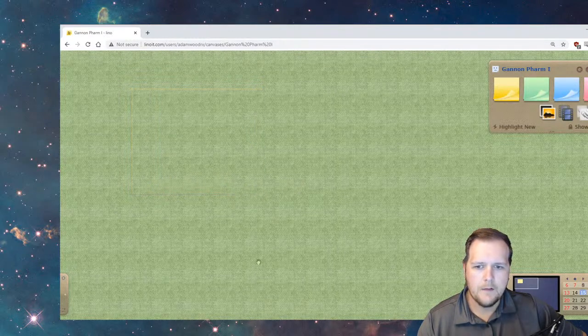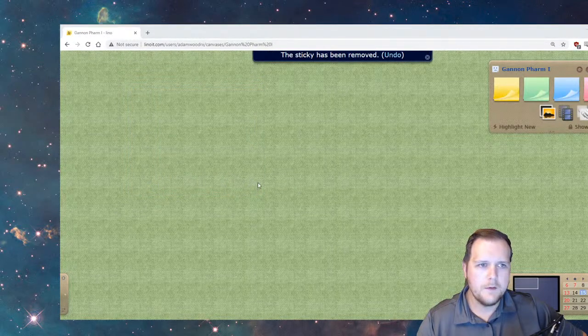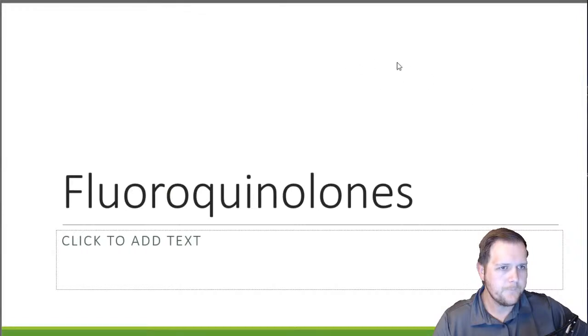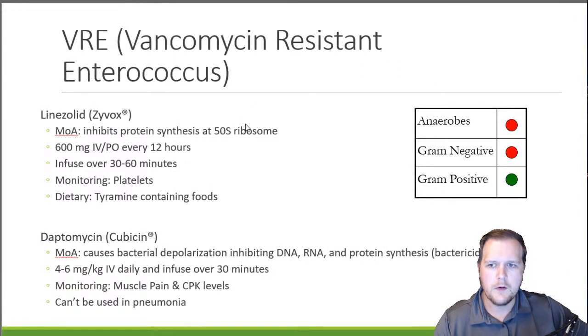So there's that. I'm going to start with the fluoroquinolones here. I think that's where I left off last time. If anyone can confirm, that would be appreciated. Let's see. I remember going over daptomycin and linezolid last time.